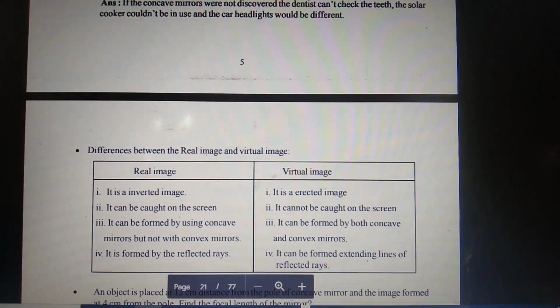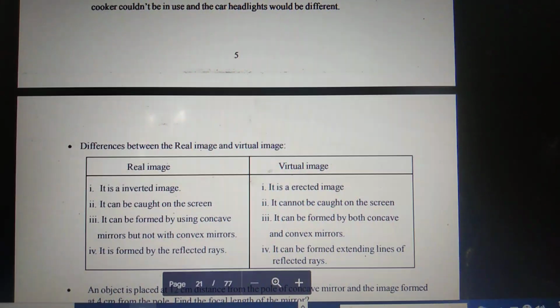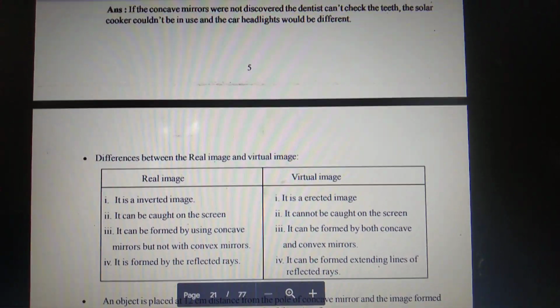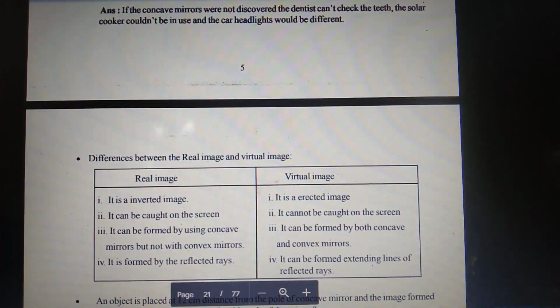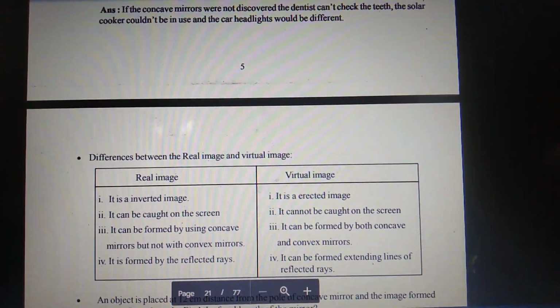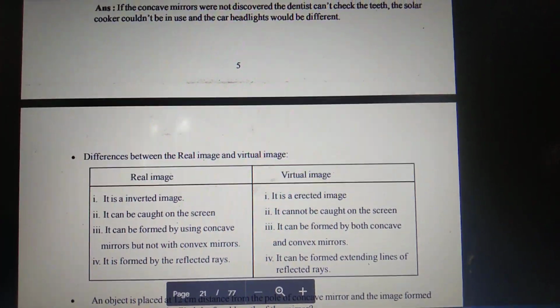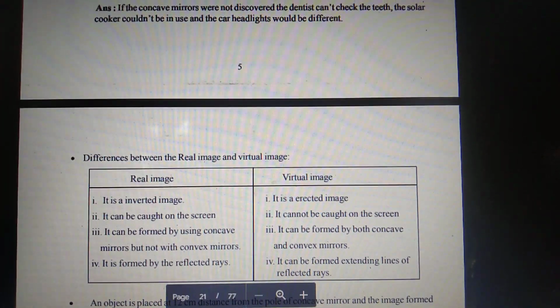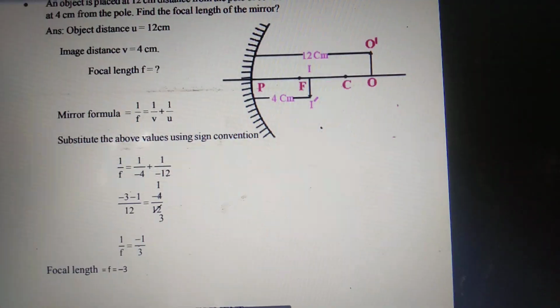Then the most important question: differences between real image and virtual image. A real image is inverted, a virtual image is erect. A real image can be caught on the screen, a virtual image cannot be caught on the screen. A real image can be formed by concave mirrors but not convex mirrors, a virtual image can be formed by both concave and convex mirrors. A real image is formed by the reflected rays, a virtual image is formed by extending lines of reflected rays. This is the most important question, children.